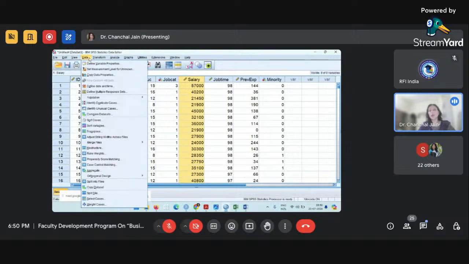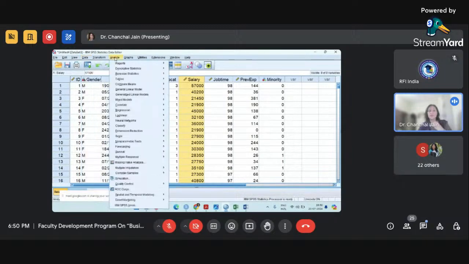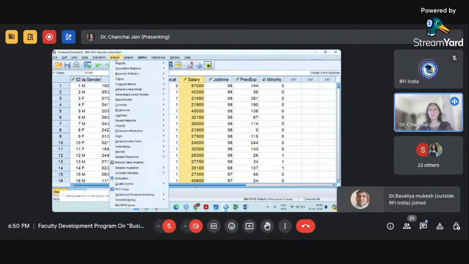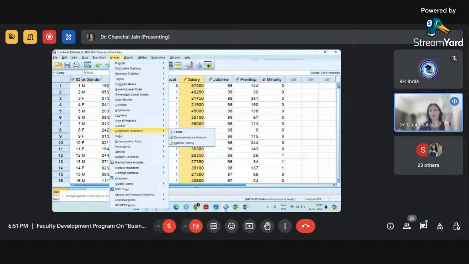But here, if I talk about SPSS, as we are talking about only 1 hour, I'm not going into the depth of every particular menu or tab. I'll talk about only the Analyze tab, where you can see so many tools are listed, which we cannot discuss in this short span of time, right? So I'll take you briefly through a few of the things.